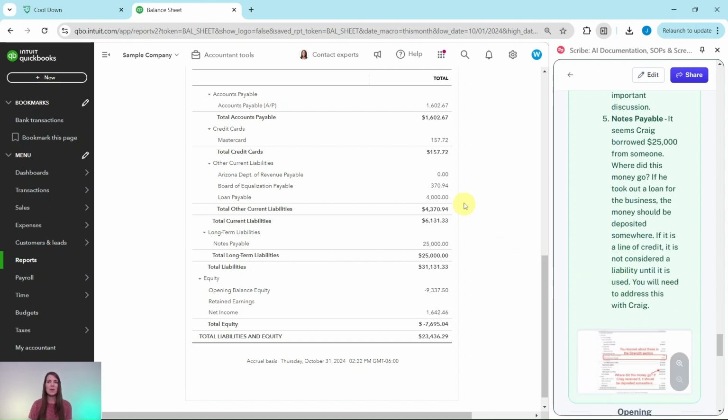And then finally, here we have notes payable. This is under long-term liabilities. So the difference between current and long-term is that current, you usually would pay it within a year. Anything more than that would be a long-term liability.